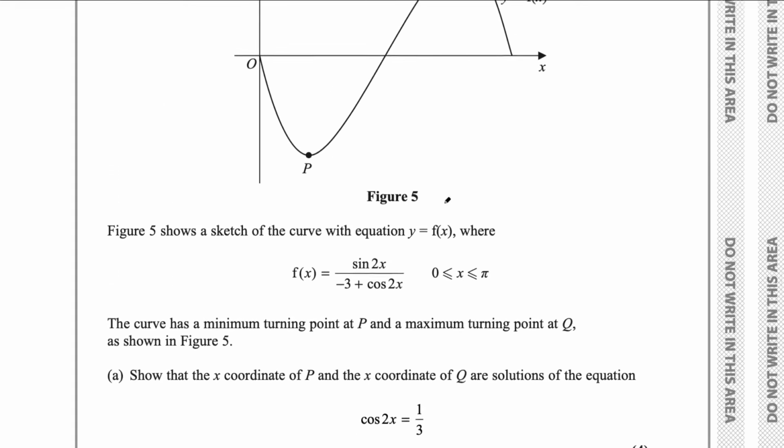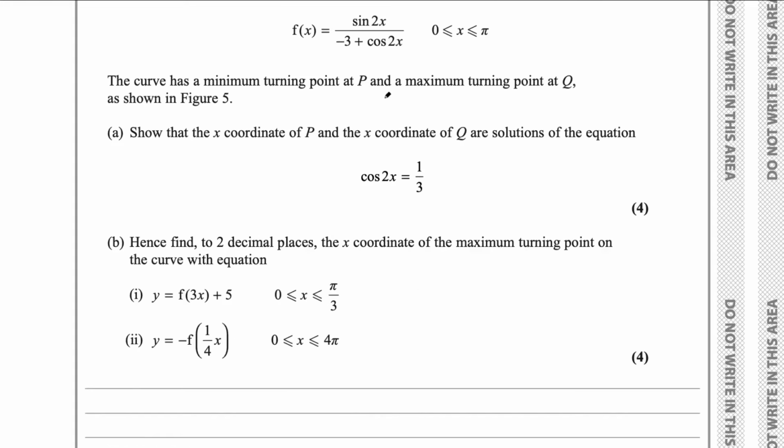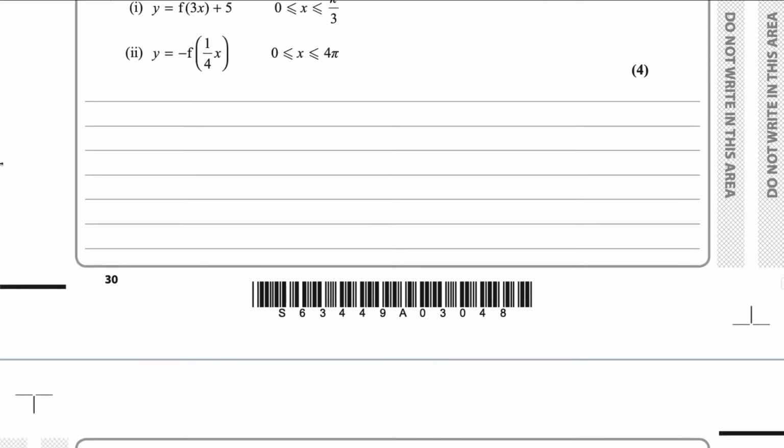Okay, so here we have the curve, and P and Q are minimum and maximum. So firstly, let me point out that when you're looking for minimum and maximum of a curve, you'll need the derivative. So we're going to be looking for the derivative of this function to find P and Q. So let me just get started by writing some things down here for part A. Turning points when f dash equals 0. Then I'm just going to write the function down here.